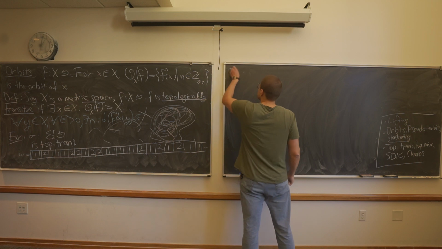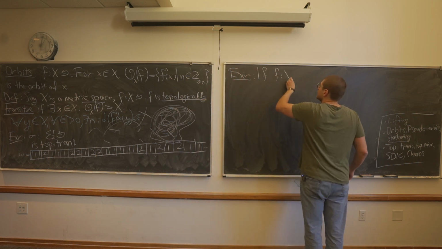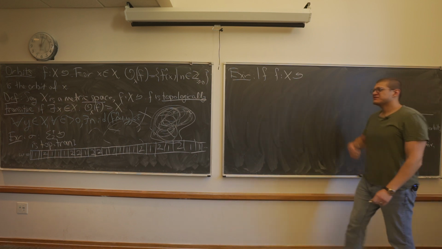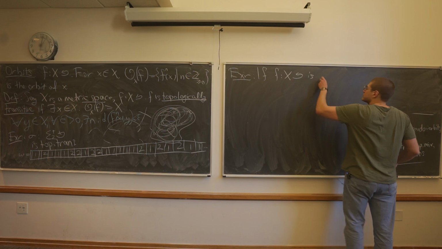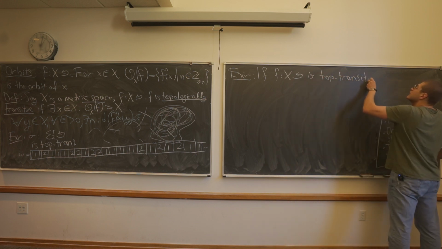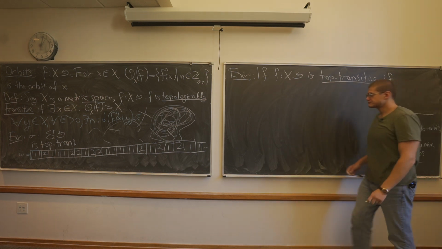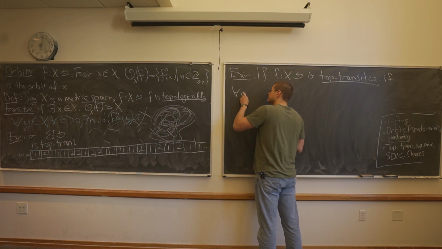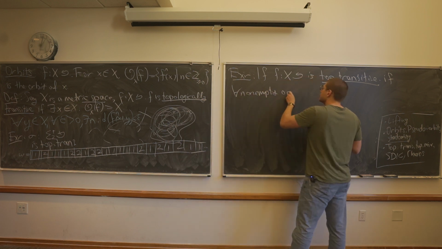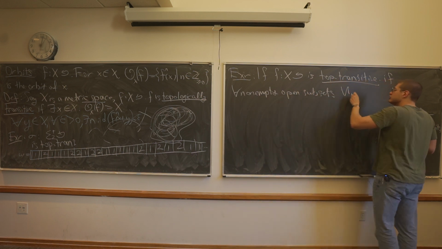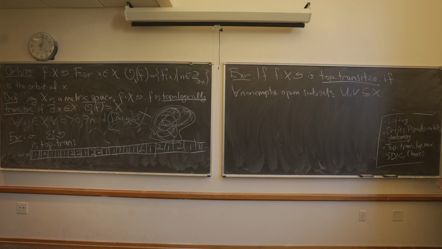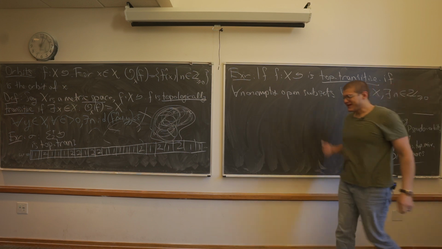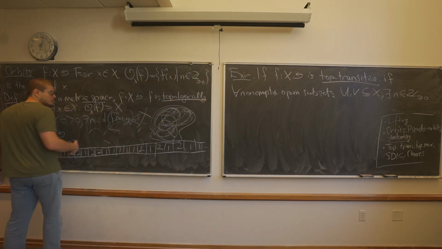Okay. Here's another exercise. If F is topologically transitive, there's a different way of stating this topological transitivity in terms of what are called hitting times. F is topologically transitive if for any non-empty open subsets U and V in X, there is an N such that the nth iterate of U under F hits V.